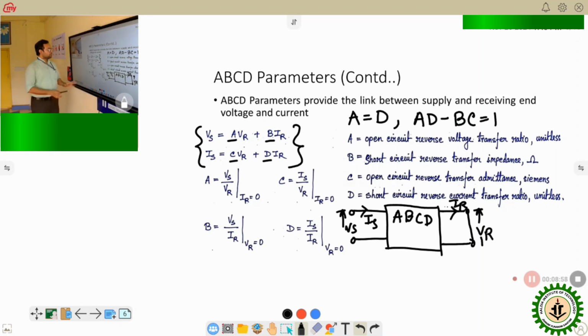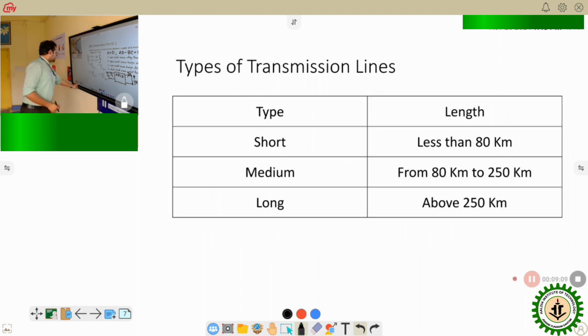Now to use these parameters to find out the characteristics of the transmission line, we need to know what are the different types of transmission line. So the types of transmission lines can be divided into short, medium and long. The short transmission line has a length of less than 80 km. The medium transmission line has a length between 80 km to 250 km and the long transmission line has a length above 250 km.